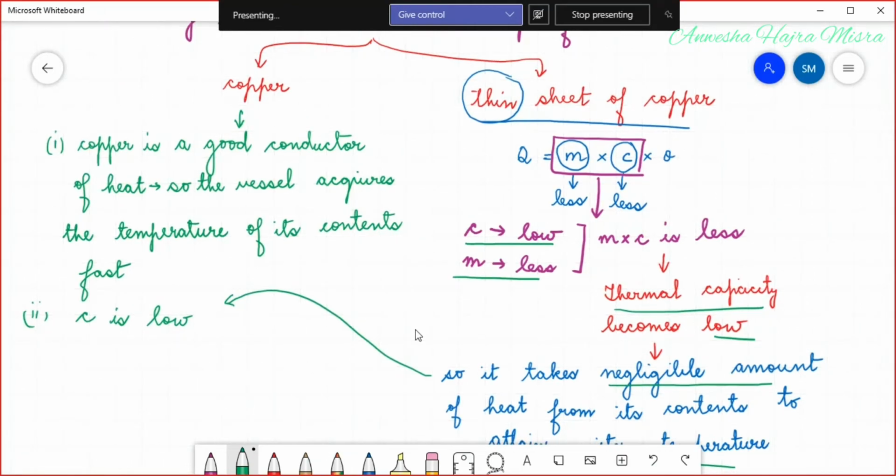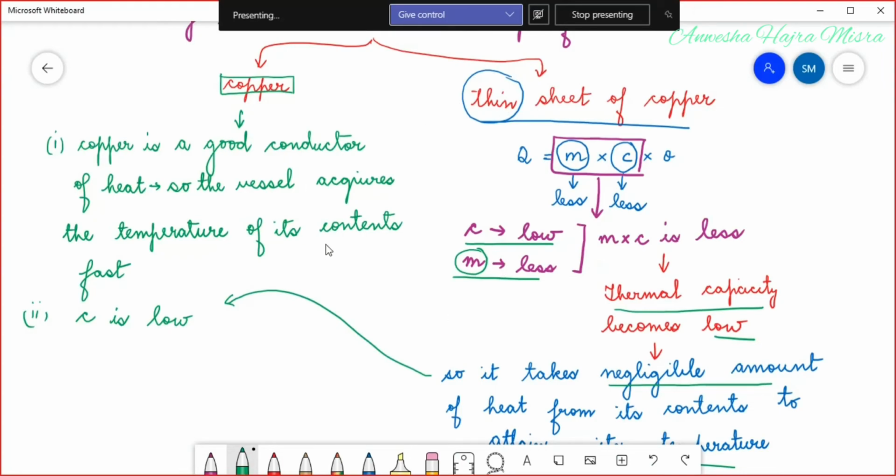You can add the first point to the thin sheet of copper, but this mass-less cannot be used if you are asked why is a calorimeter made of copper. If the question is thin sheet of copper, then only you add that the mass is less, thermal capacity is low. We cannot use thermal capacity for the question where only copper is there. For that question, thermal capacity is the wrong keyword.